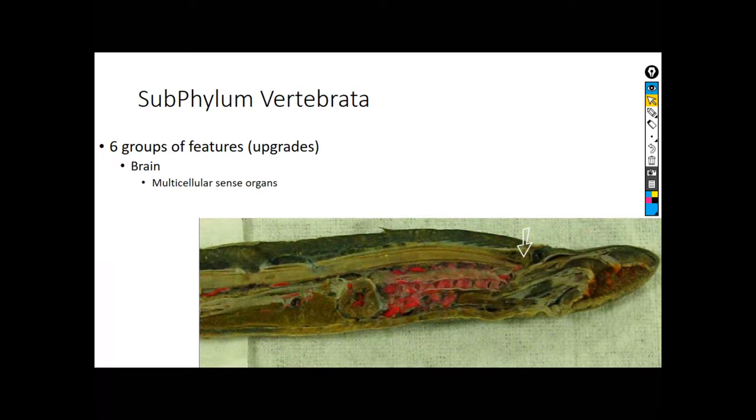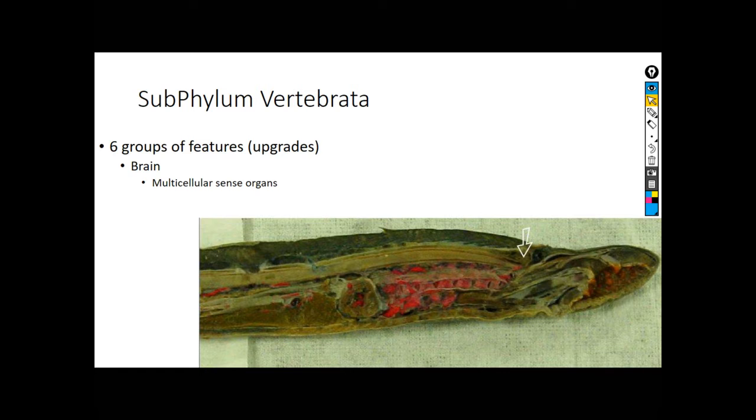Okay, so the key here is now, in addition to having that nerve cord that's pooling and centralizing stimuli, we now have a whole organ dedicated to memory storage, stimuli response, okay? And it also allows for the development of multicellular sense organs.